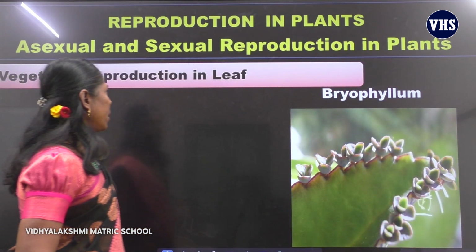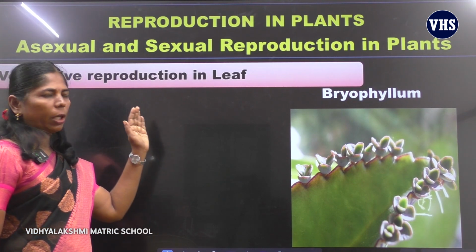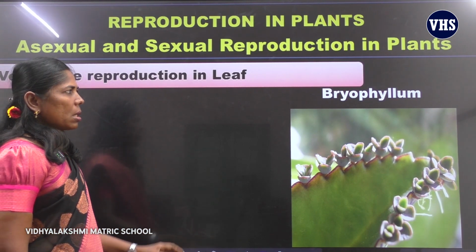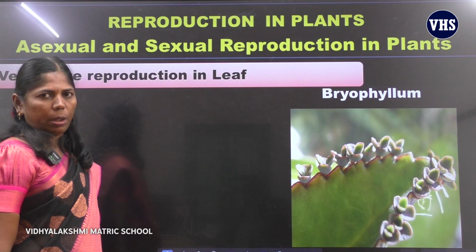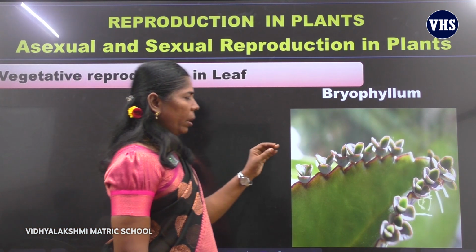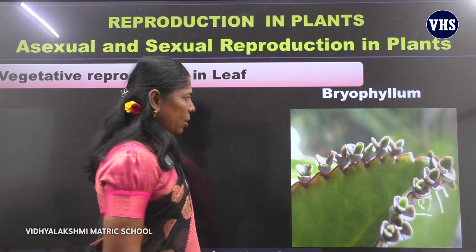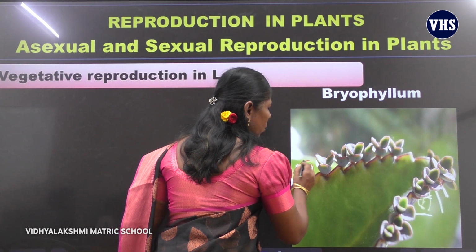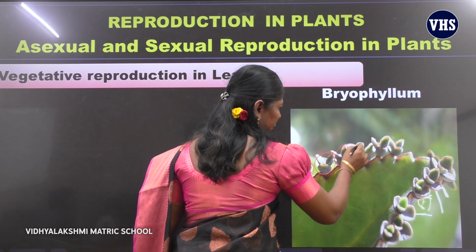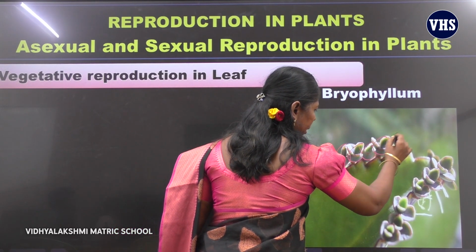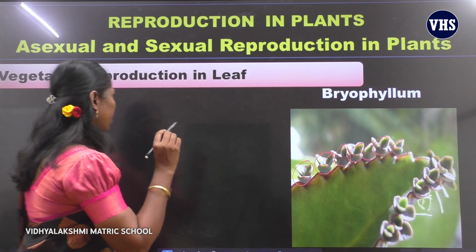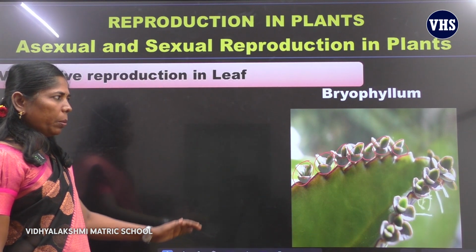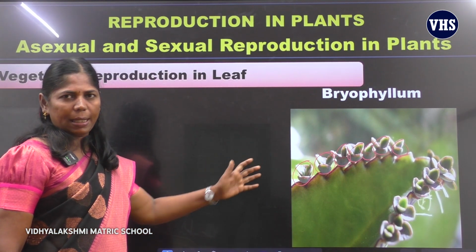And next we are going to study vegetative reproduction in leaf. Leaf also has small bud like structures present on the margin of the leaf. The example for this is Bryophyllum.